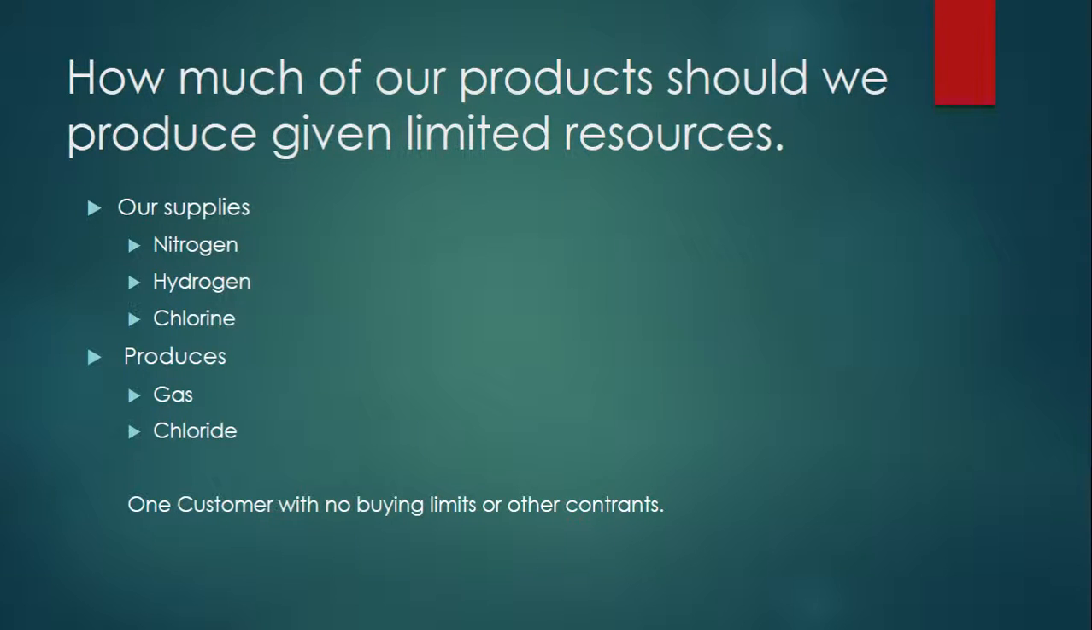Right now, we only have one customer with no buying limits, so they will buy as much as we produce, and they have no other constraints. So whatever we make is what they buy, and what we can buy.